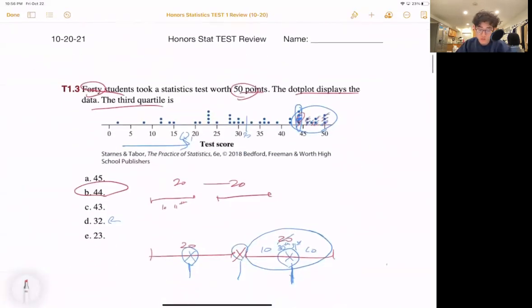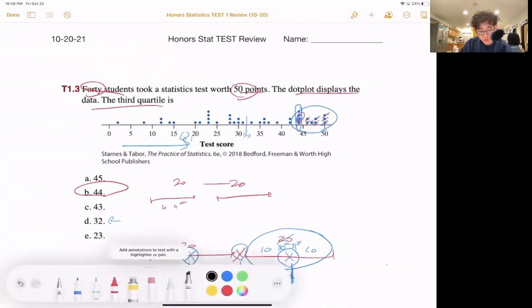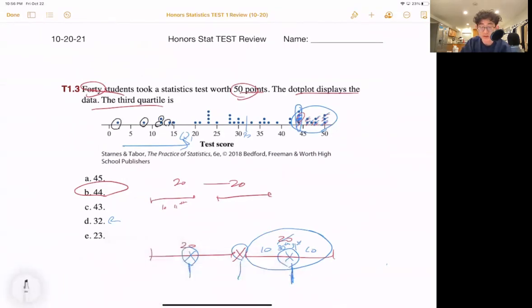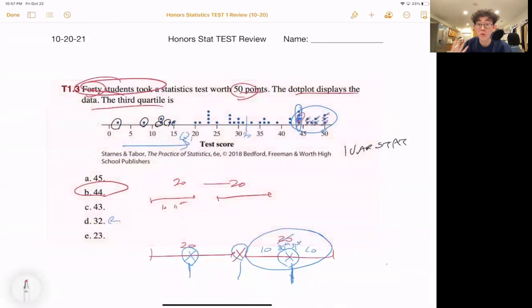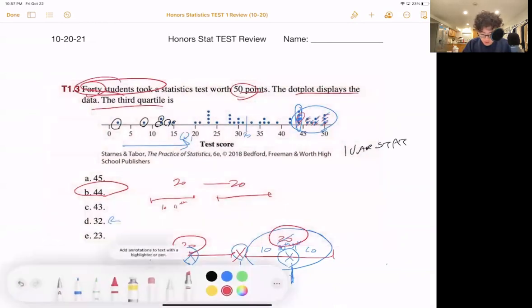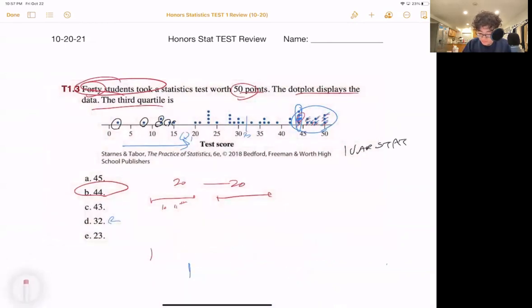Next question. 40 students took a statistics test worth 50 points. The dot plot displays the data. The third quartile is... You are not going to simply estimate all of these values and put them in the calculator to do one-variable statistics. That just takes way too much time. They tell me exactly how many data points there are. There are 40 students, which means if I cross out 20 and 20 numbers on either end, I find the median. So let me erase all this and start from the top.